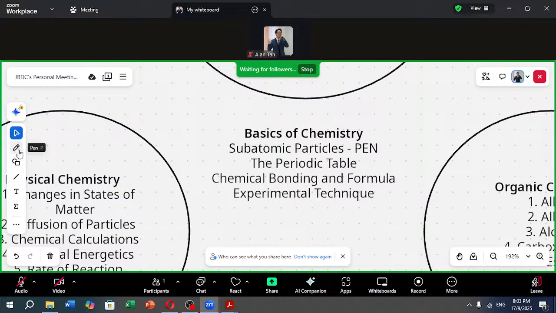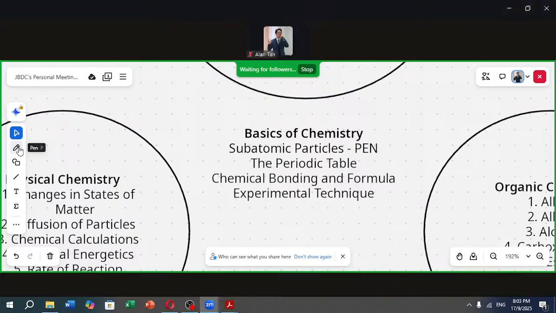The first one is the subatomic particle. This is usually chapter 2 in your textbook. In your textbook, it's sometimes called atoms, particles, and matter, or something along those lines. It will discuss the different subatomic particles such as the protons, electrons, neutrons, how they create ions, how the electrons are arranged in an atom, and subsequently why that is important. We'll see that actually in the next chapter.